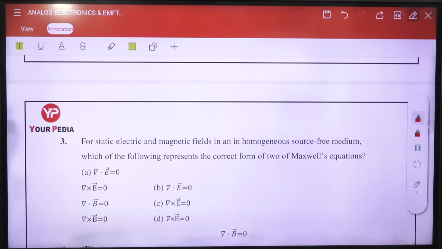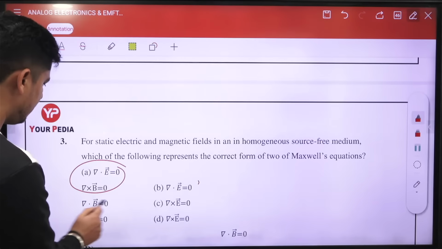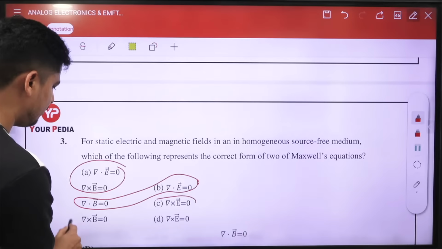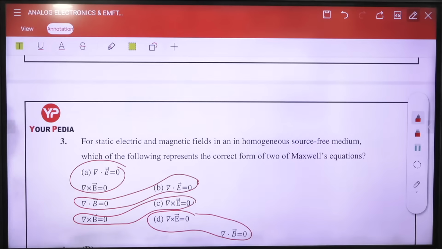Oh, it's misplaced. For static electric and magnetic field in a homogeneous source free medium, which of the following represents the correct form of the Maxwell equations? See, basically they are two combined Maxwell equations. These are two combined Maxwell equations, and these are two combined Maxwell equations. You have to tell me which pair represents the correct order for static electric and magnetic field?